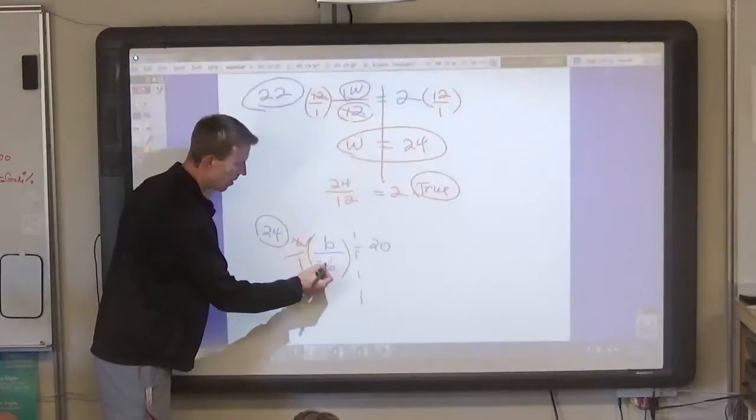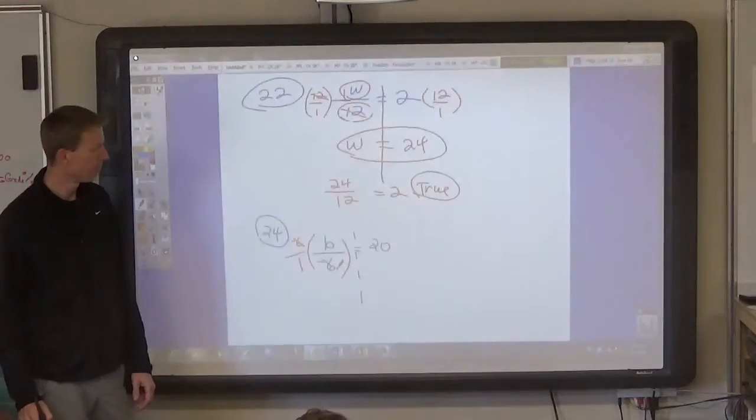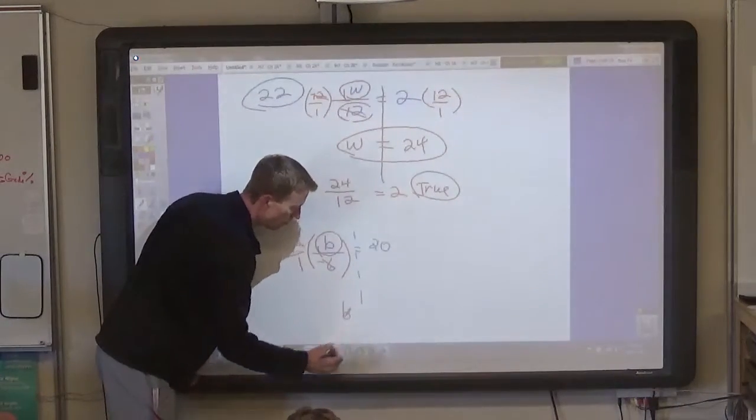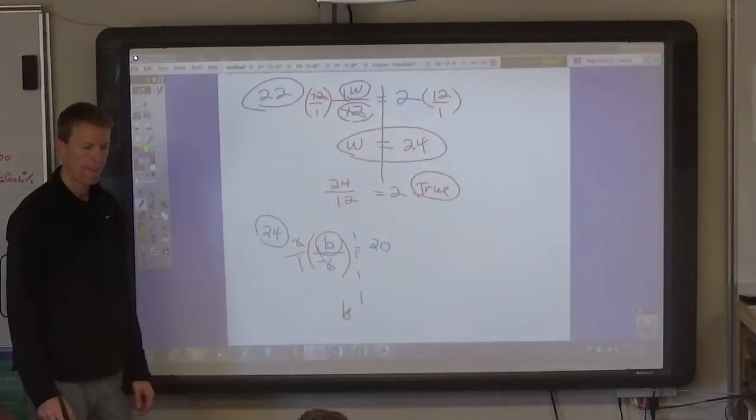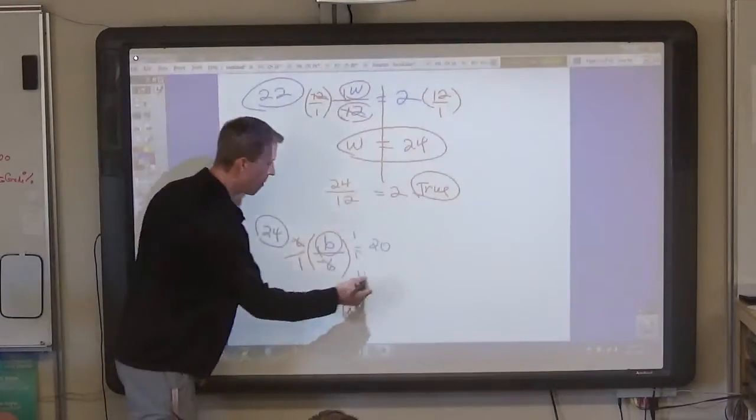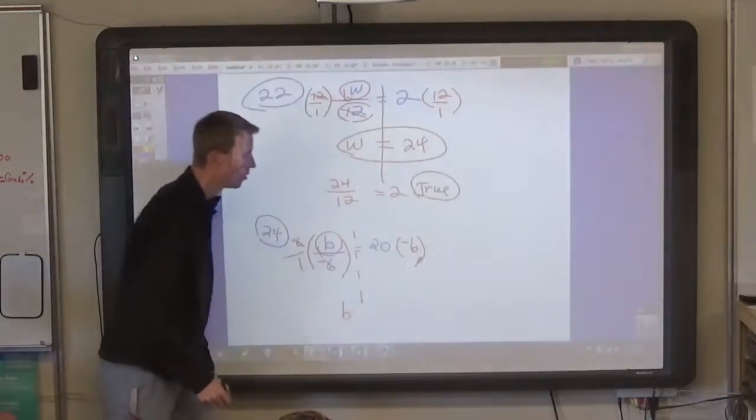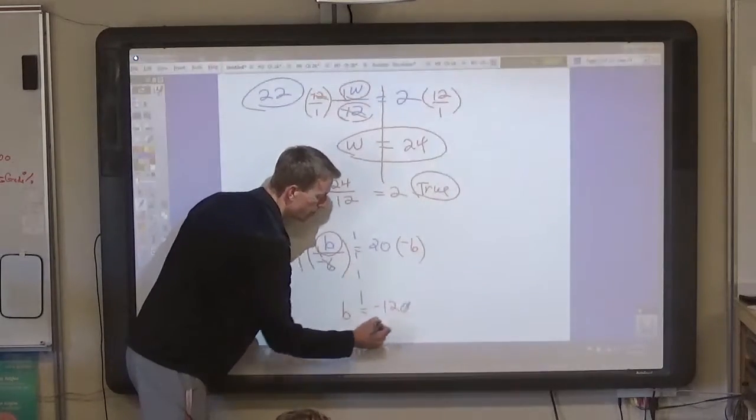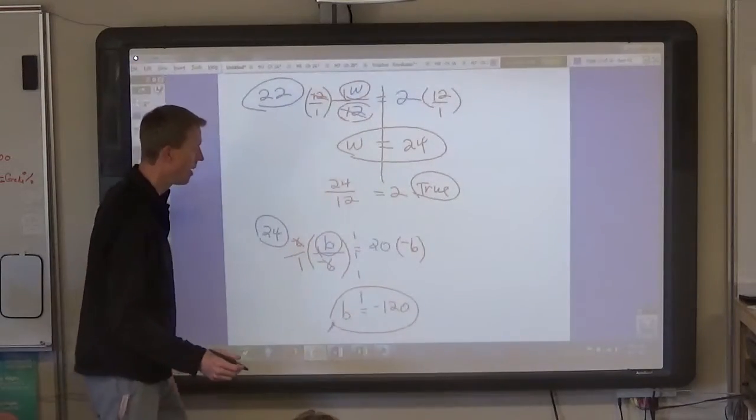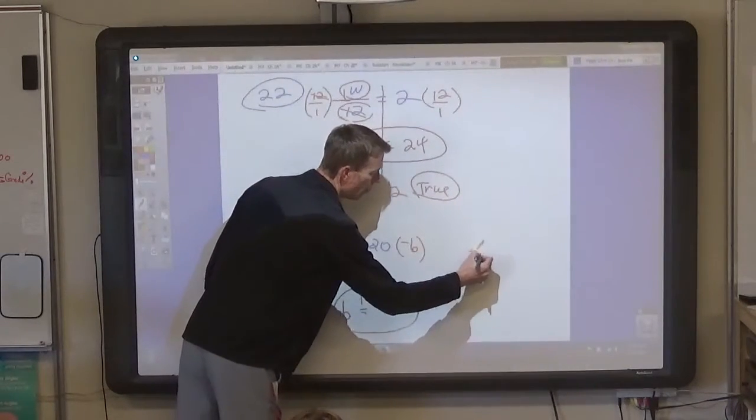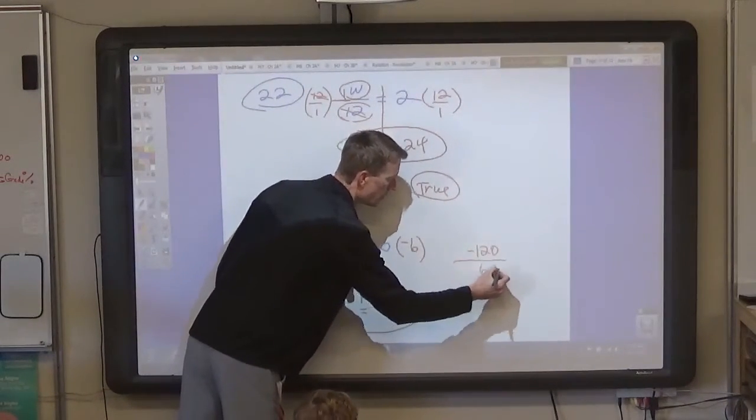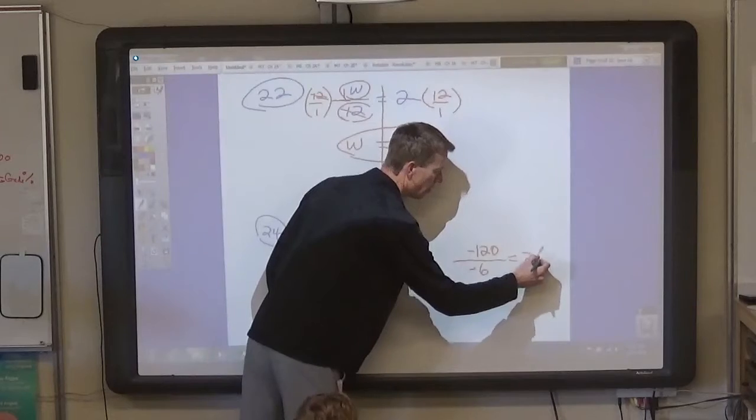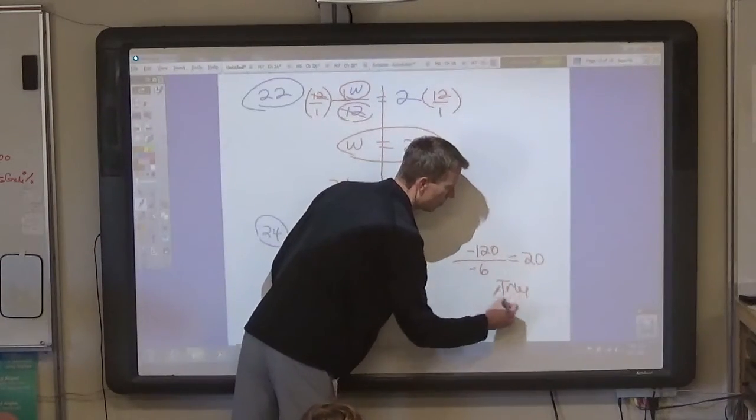And that allows me to cross out the -6's. So I'm left with 1b. And then multiply by -6 on the other side. 20 times -6 is -120. It's negative. And check it. -120 divided by -6 equals 20. Okay.